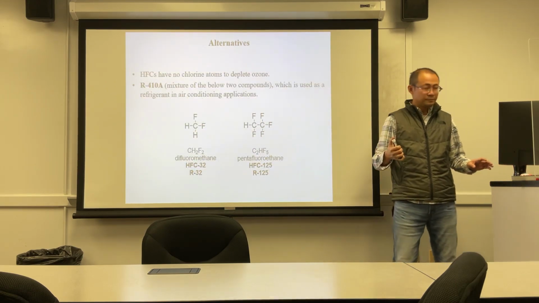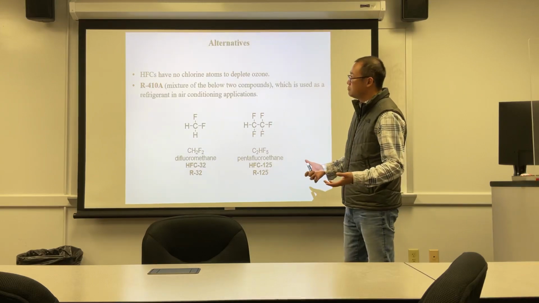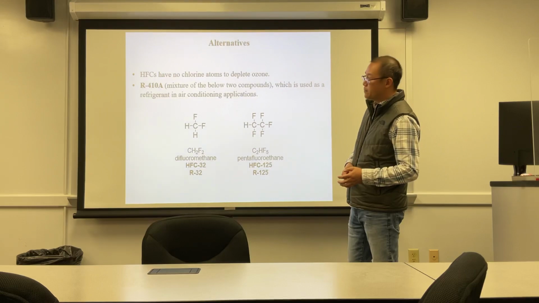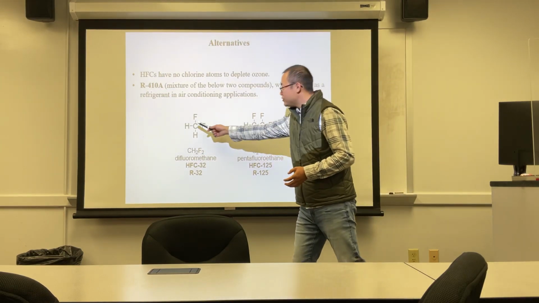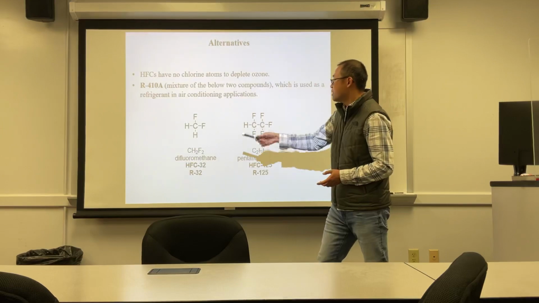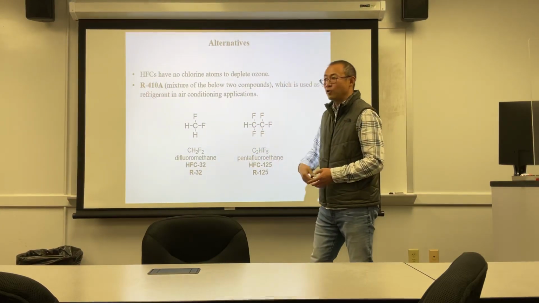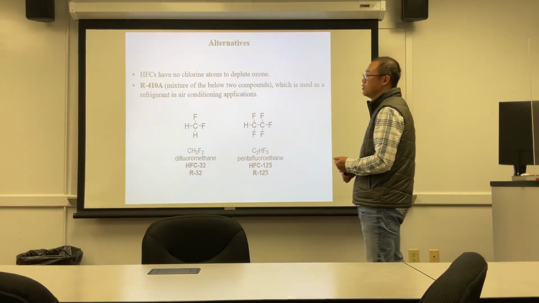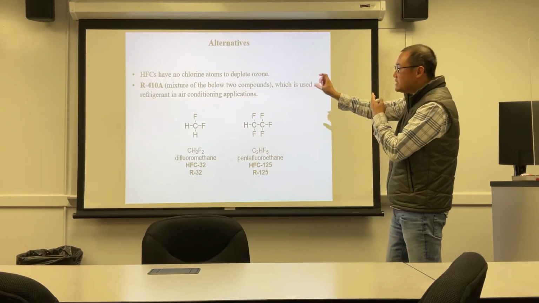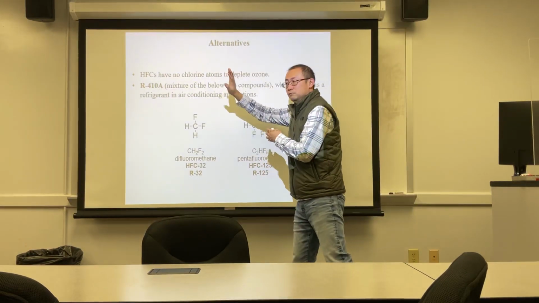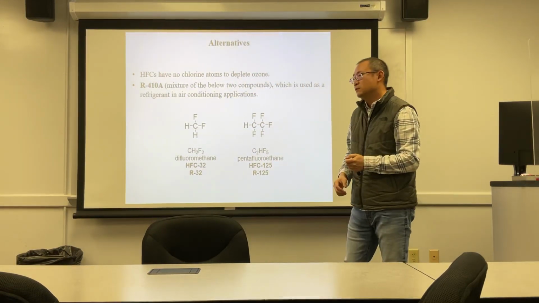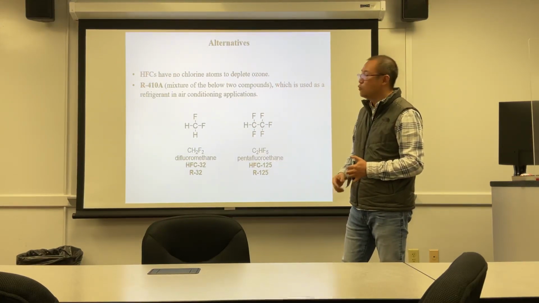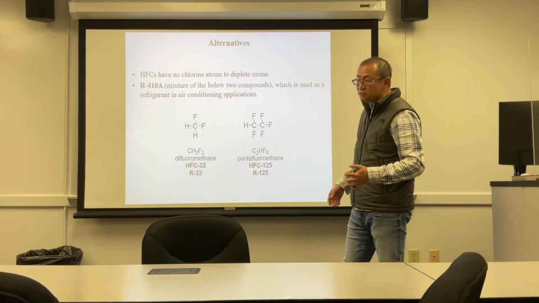So the next stage of alternatives for CFCs are gases called HFCs. Now you can see in the structures there's no chlorine. They're called hydrofluorocarbons. If there's no chlorine, the C-F bond is very strong, and it's very rare that a C-F bond can break. So there's no generation of radicals. These gases don't break down ozone and have no adverse effect on ozone.